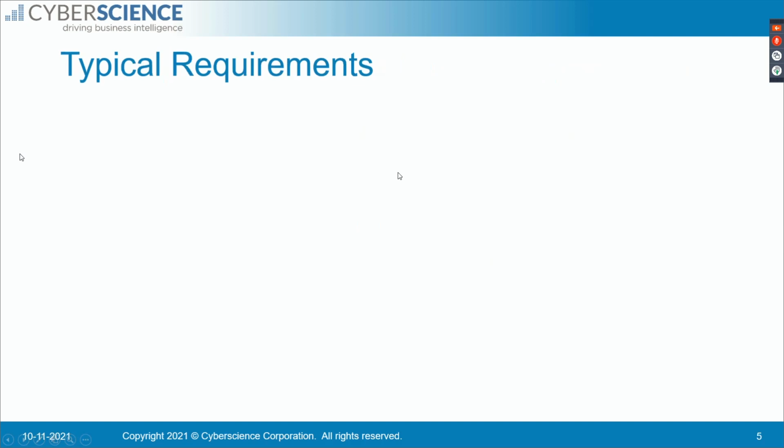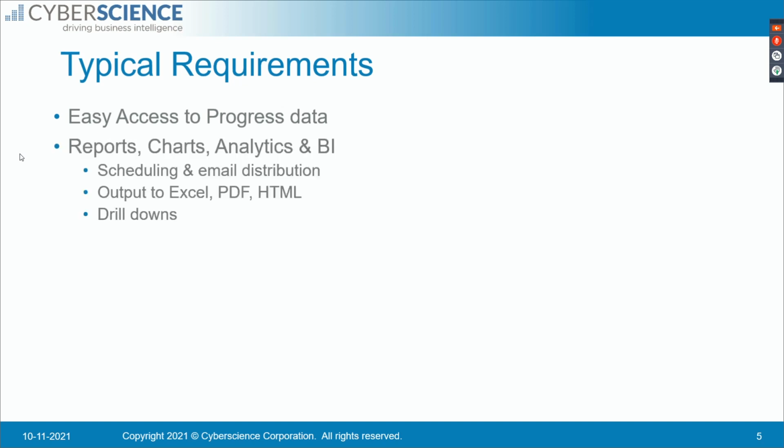So to set the scene a little bit further, I'd like to talk about the types of requirements that progress users often have. Hopefully these will all be familiar to you. Users are typically asking for easy access to their progress data. They may also require access to other applications, as I've already mentioned. They're interested in the type of reports, charts, and analytics the system can do, and how they can be scheduled and distributed and deployed to those who need them.